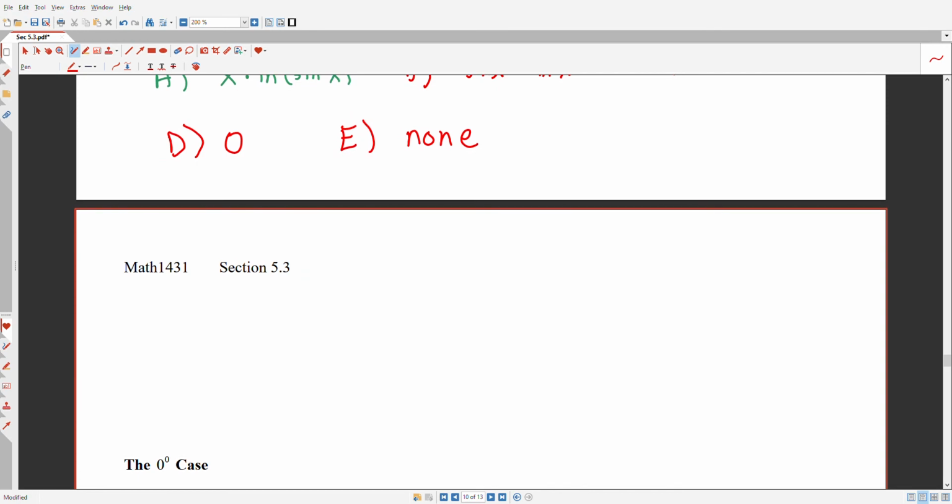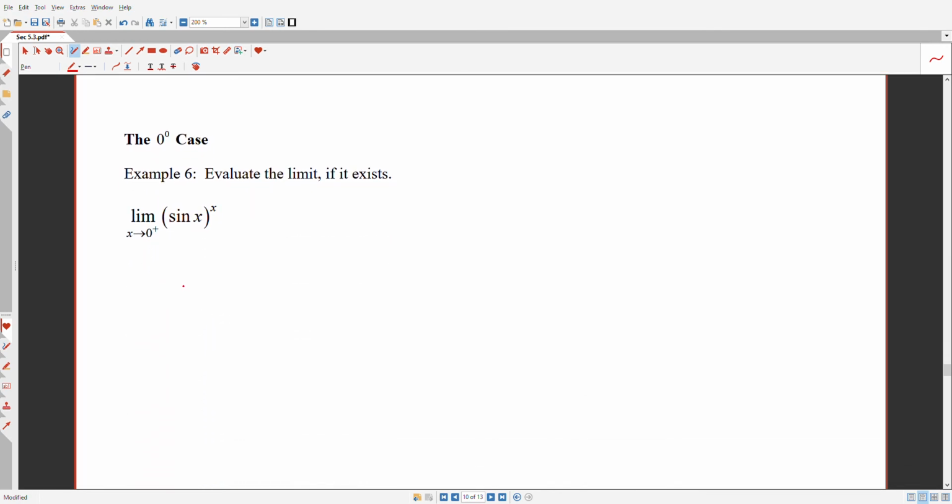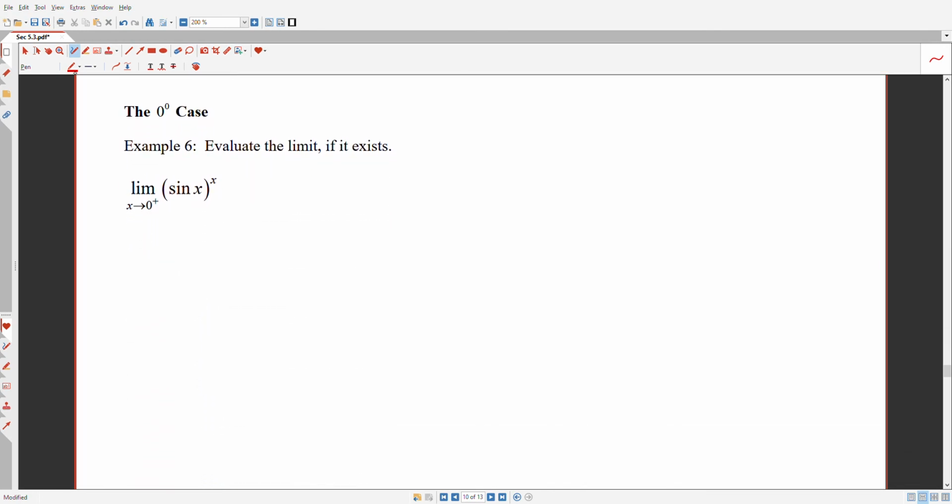Okay, let me scroll now. We have 2 more cases to consider for this L'Hopital's rule. All right, so the 0 to the 0 case. That's one that's going to allow us to do L'Hopital's rule. Let's try this limit. When I plug in x equals 0, sine of 0 is 0, and that exponent is 0. So this suggests take a natural log, then do L'Hopital's.